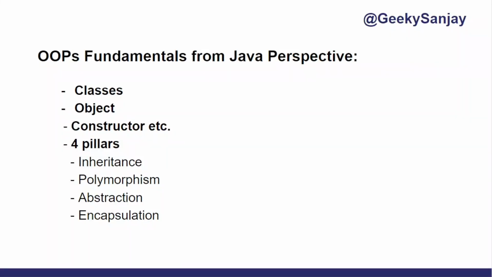As you can see, the first topic is OOPS fundamentals from a Java perspective. So as we know, what is a class and what is an object? A class is a blueprint, which we can understand simply like a house map. Based on the house map, we can create multiple houses. So a class behaves the same.